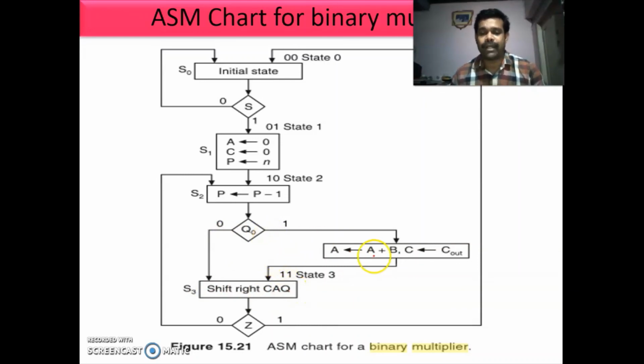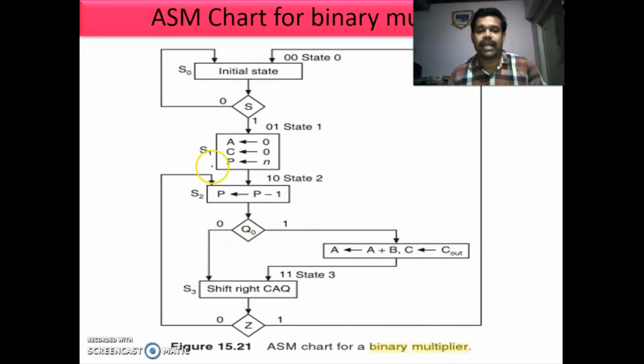If it is 1, after adding you are coming to the shift stage. You are shifting CAQ right by 1 bit. Okay. Then you are checking the condition Z. If it is 1, it is going to the initial state. If it is 0, it is going to the count. Okay, again you are going to the count state. If it is 1, it is going to the initial state, and if it is 0, it is going to the count state. So this is a ASM chart for binary multiplier.